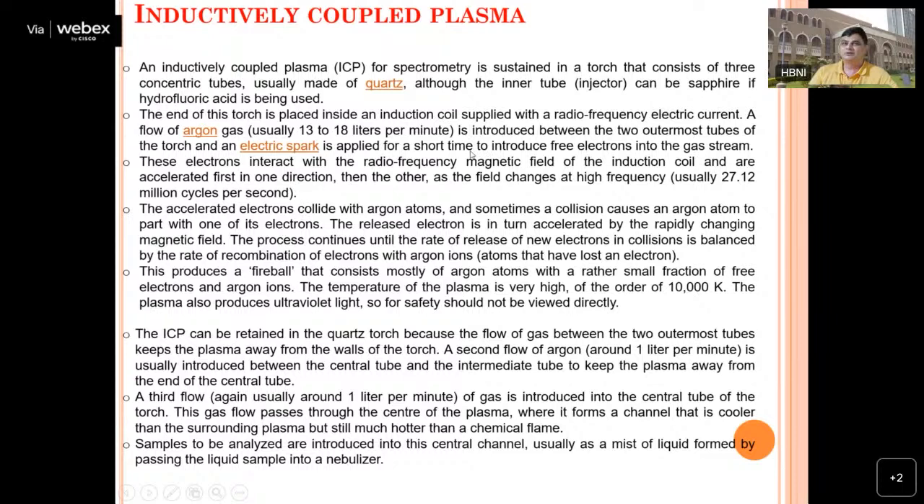It was not possible, otherwise it would take about 10 to 15 minutes to explain how the plasma gets generated in the system. The maximum temperature we get is around 10,000 Kelvin, but basically we concentrate on the analytical zone of about 5,000 to 6,000 Kelvin.